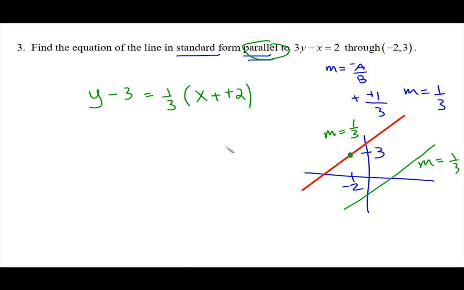And then, hey, we need to change this to standard form, so I'm going to get rid of this denominator. I multiply by 3, put parentheses, multiply by 3.